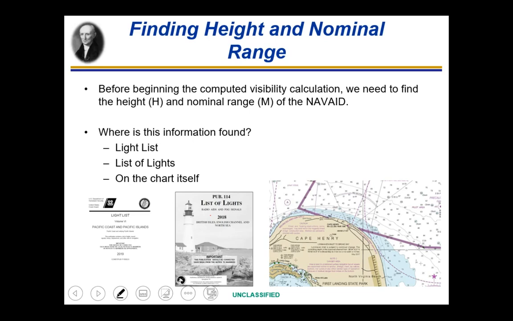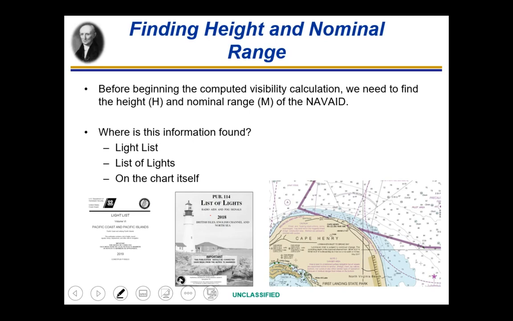There will also be a nominal range located near the nav aid. It, however, will show a value with a capital M next to it. That M stands for nautical miles, not statute miles. And then finally, on a digital chart, you can right-click and query the nav aid to find the information listed.